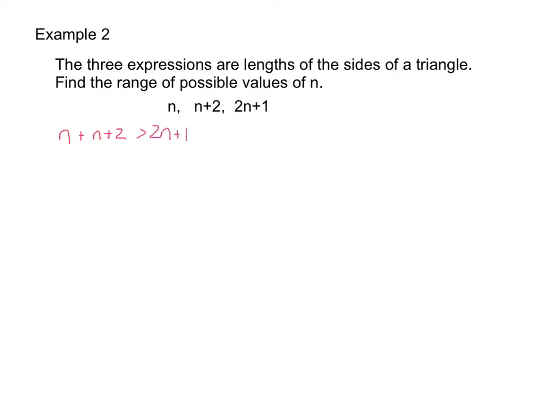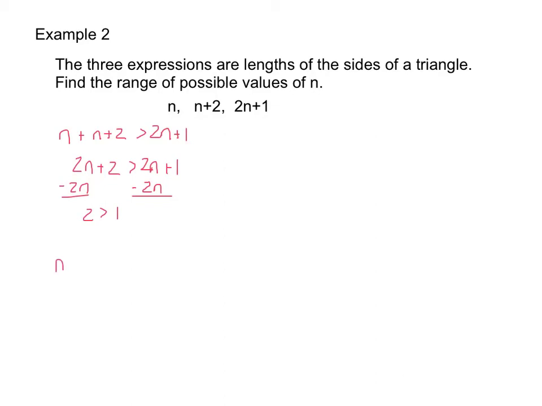Okay, let's go ahead and solve this. We see 2n plus 2. All I did was simplify: n plus n is 2n, plus 2, is greater than 2n plus 1. Now solving for n, if we subtract 2n, we end up getting 2 is greater than 1. That doesn't make much sense. That doesn't help us very much. What this tells us is all real numbers, but it doesn't help us, so we have to move on.